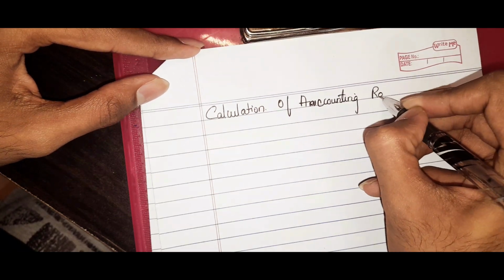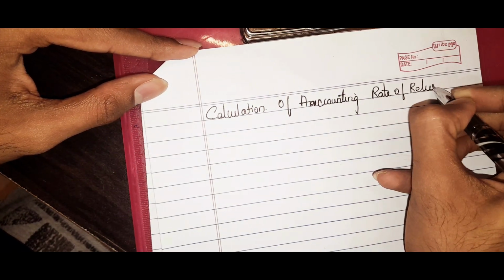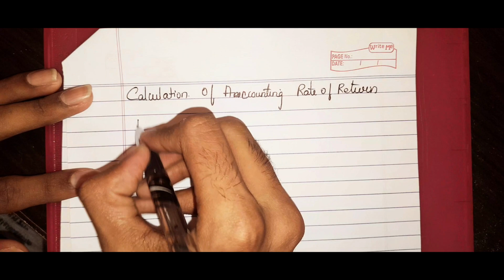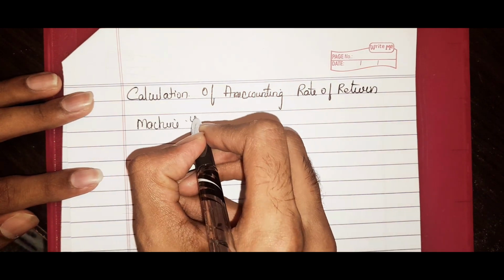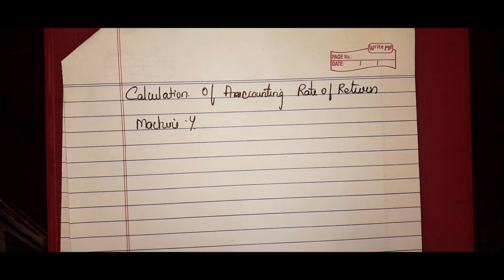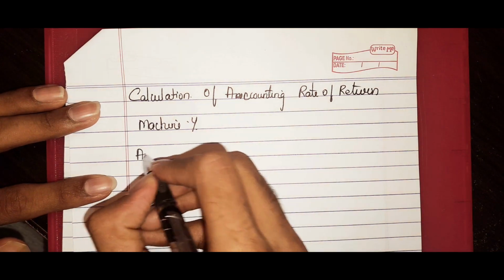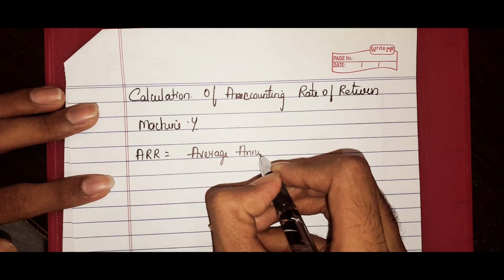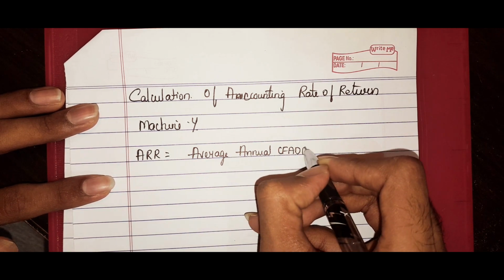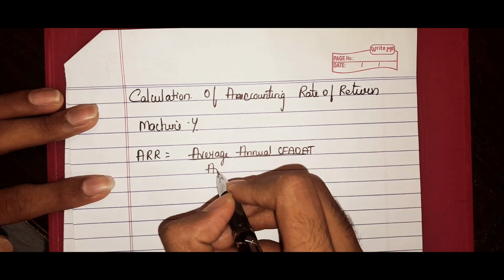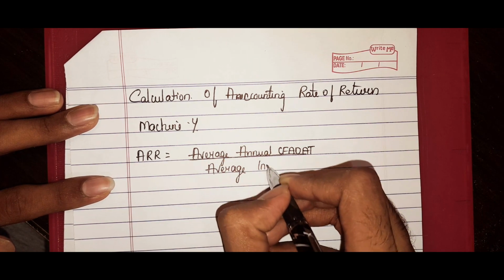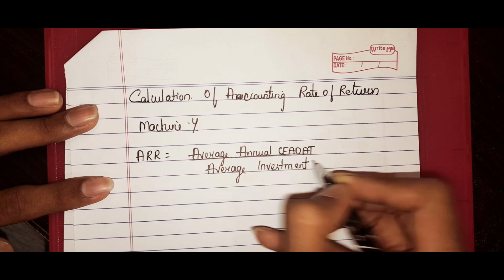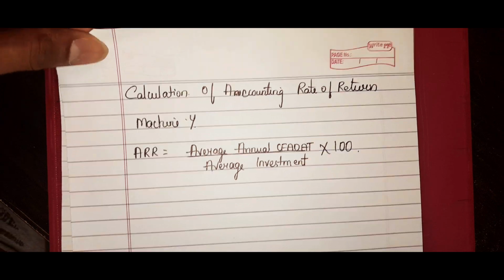Accounting rate of return, or it is also called ARR. So now we are calculating especially for machine Y. In the previous problem we calculated for machine X. Now we will be calculating for machine Y. So the formula is ARR is equal to average annual CFADAT divided by average investment into 100. If you do this, you will get ARR.